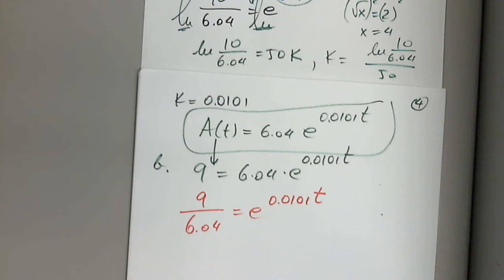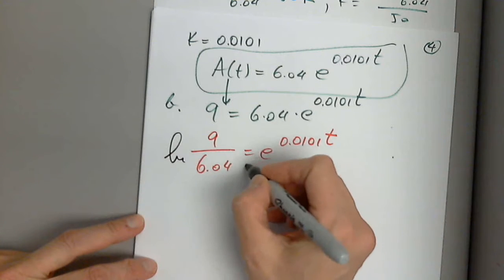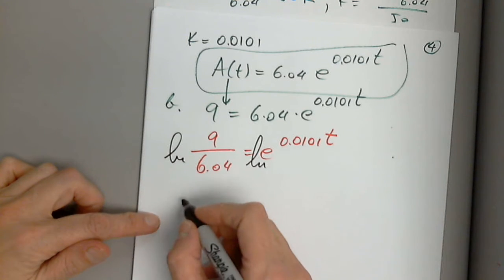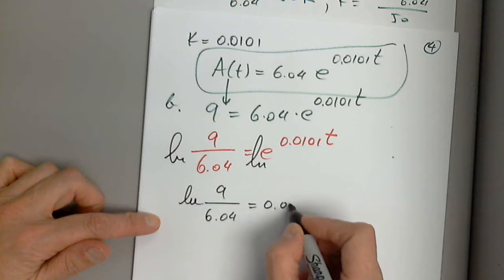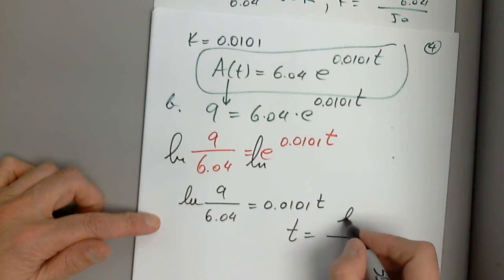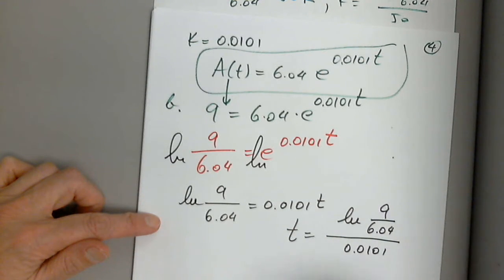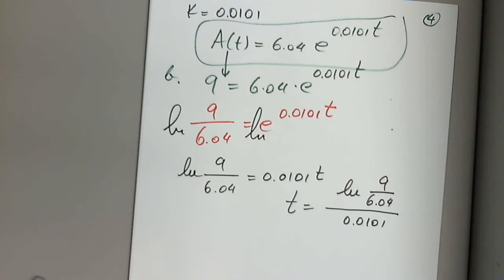And what is the next step? Yes, natural log, or LOG. I don't want to deter you from using LOG. It's the same thing. It's just easier to write. So the natural log of 9 over 6.04 equals 0.0101t, and t equals natural log of 9 over 6.04, divided by 0.0101. Yes, I can do this without the calculator.